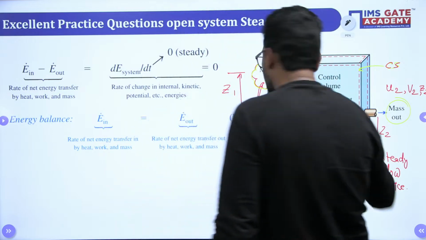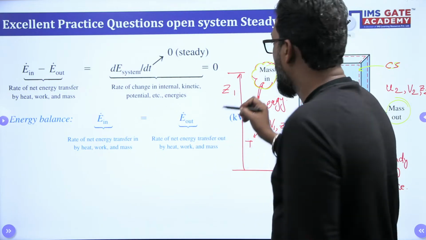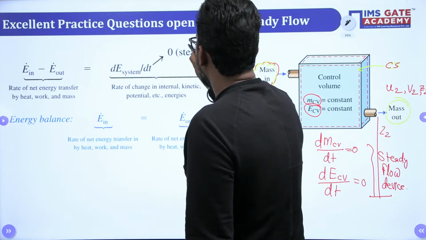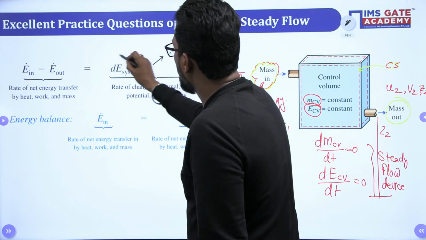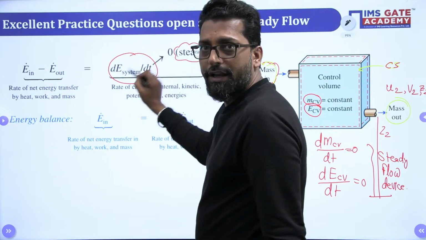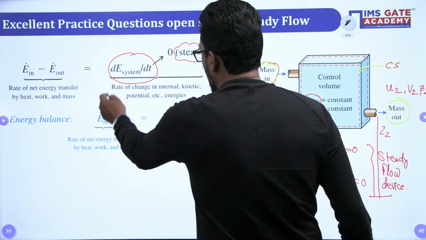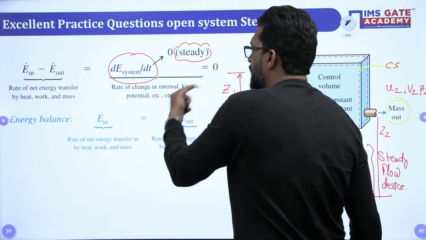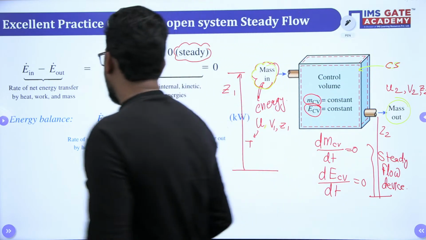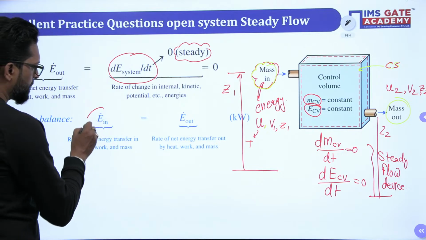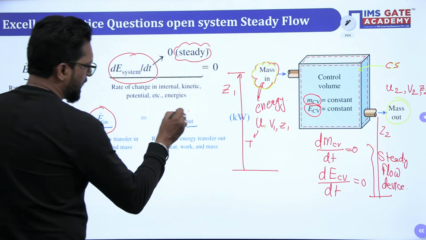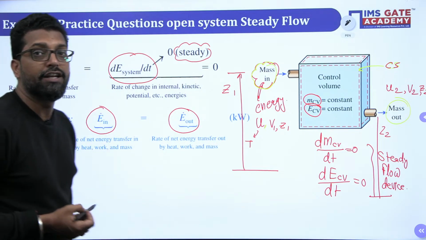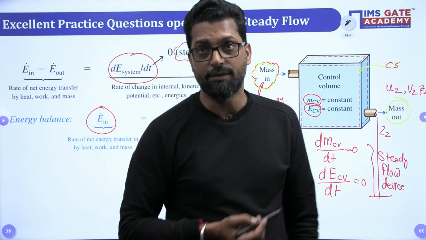Now we assume that the system is in steady state. That means the change in the property, that property is the energy, with respect to time is 0. That means the rate of change in the internal energy, kinetic energy, potential energy, etc. is 0. That means on a rate basis, the energy in is the same as the energy out. This is the energy equation in a steady state device.